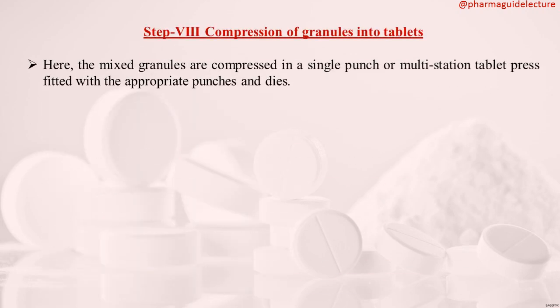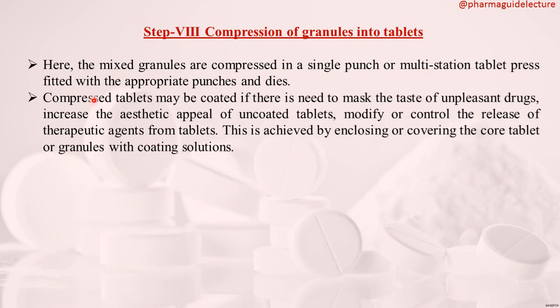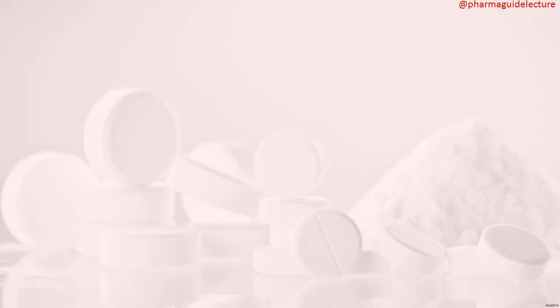Okay, now compression of the granules into tablets. Here the mixed granules are compressed in a single punch or multi-station tablet press fitted with the appropriate punches and dies. Compressed tablets may be coated: to mask the taste of unpleasant drugs, to increase the aesthetic appeal of the uncoated tablets, or if modified or controlled release of the therapeutic agents from the tablets is required. This is achieved by enclosing or covering the core of the tablet or the granule with a coating.